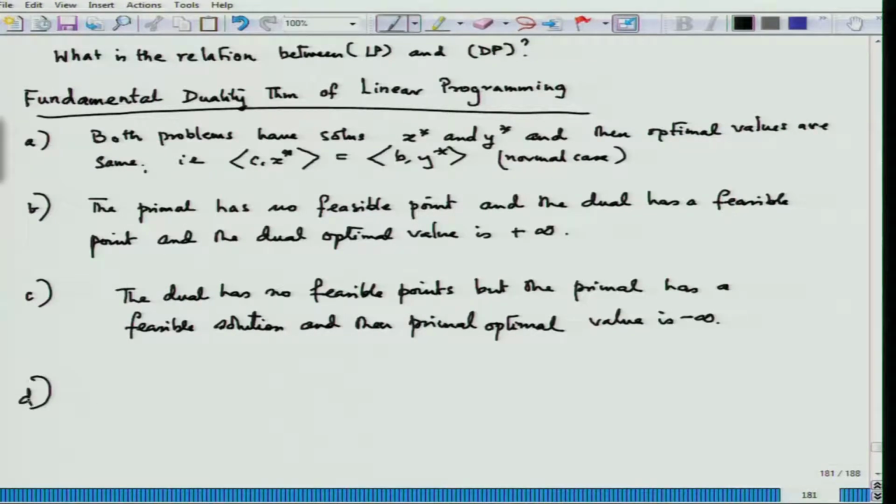And the last one is both of them are not feasible. So, if both of them are feasible, what is happening? If one is feasible, other is not, what is happening? And the last is neither is feasible. So, exactly one of the above four holds.